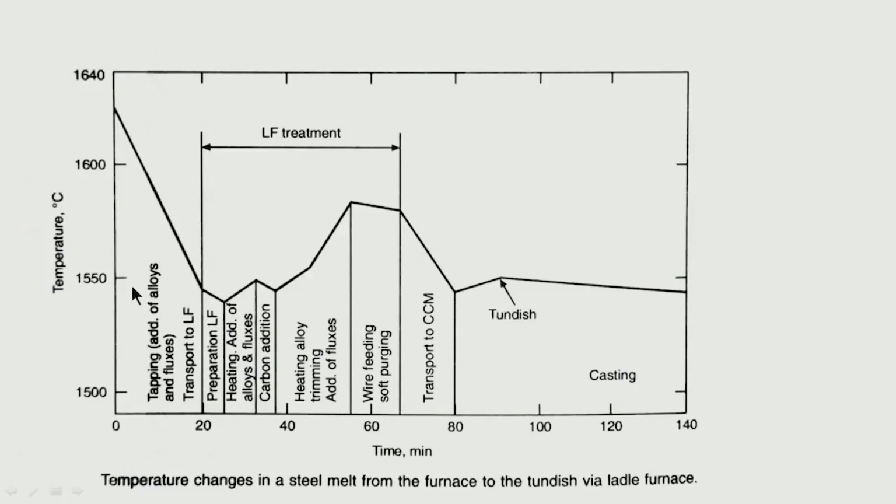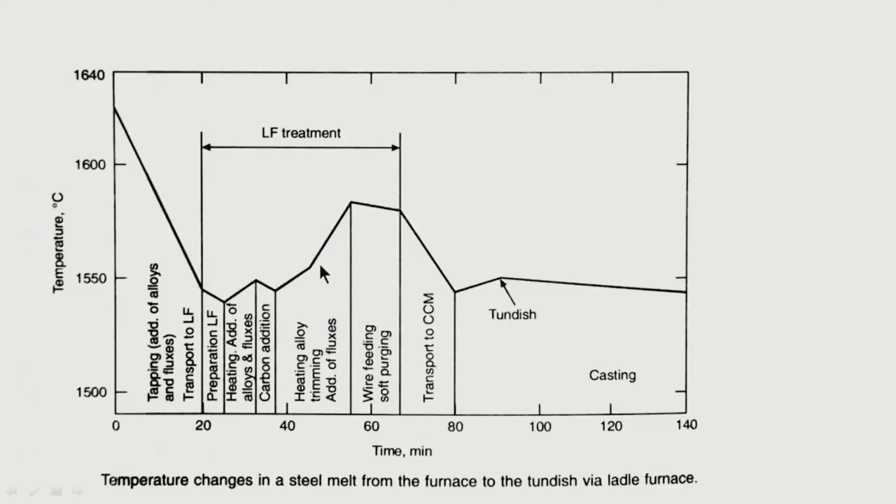It is coming down to maybe slightly more, and then we are starting the ladle furnace treatment. There we can increase the temperature. So what we do is we can first make all the additions because some temperature loss will be there. Then we may add some carbon for adjusting the carbon if it is necessary, or as a first step of deoxidation we can add some carbon.